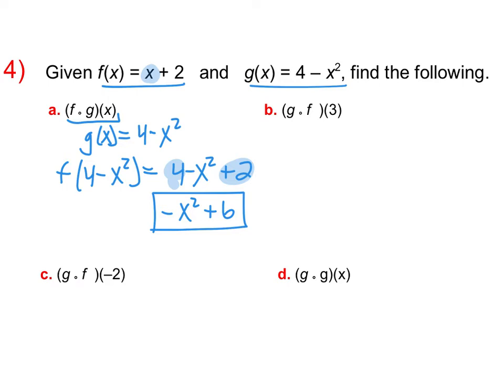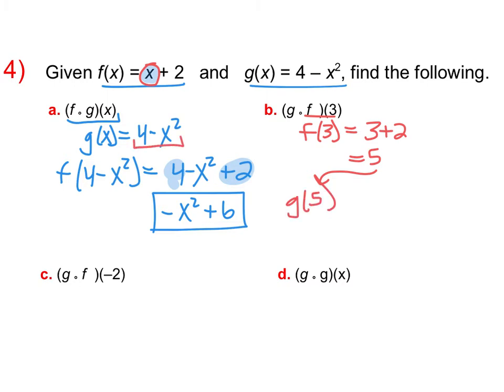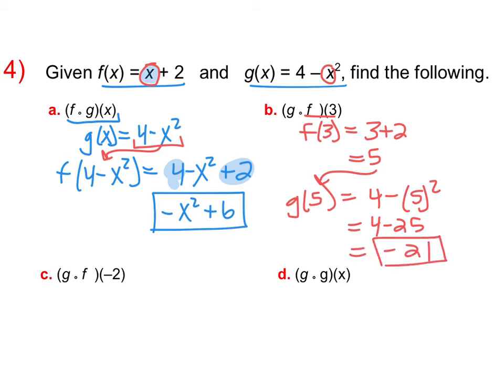Now letter B and C, we are actually using numbers. So for letter B, we will evaluate f of 3. We'll do that first because that's on the inside. And so that would be substituting a 3 in for x. So 3 plus 2 is 5. And then we're using this answer in our g function. Just like in letter A, we used 4 minus x squared in our f function. Now we'll use the 5 in g, and we'll substitute the x with 5. So 4 minus 5 squared is 4 minus 25, which is negative 21. So when you have those numbers, just like before, you're actually substituting the number in.